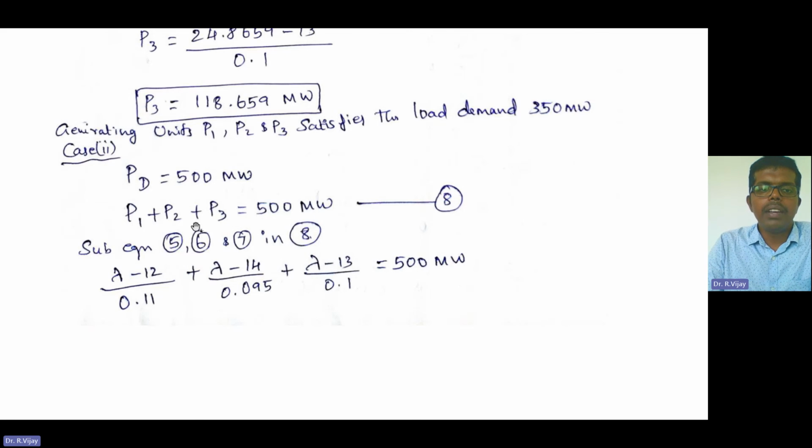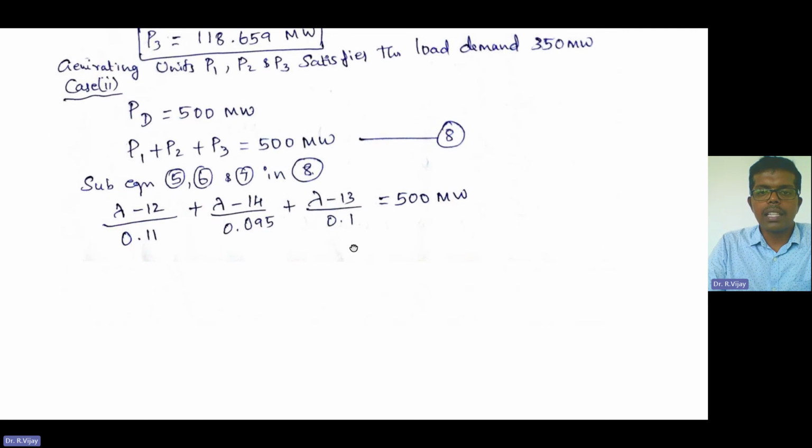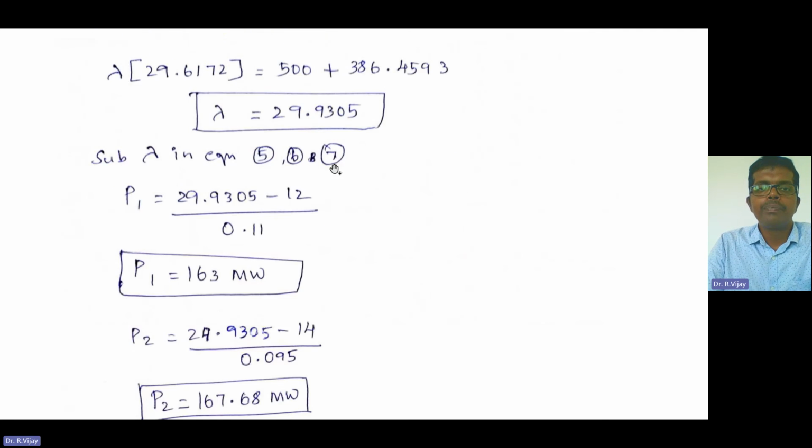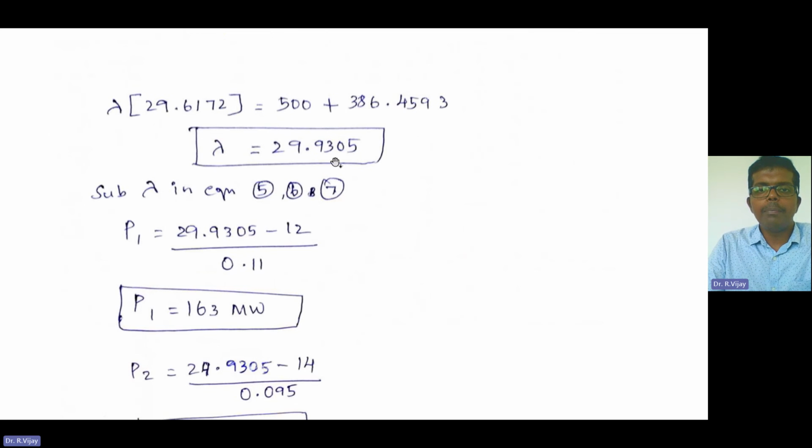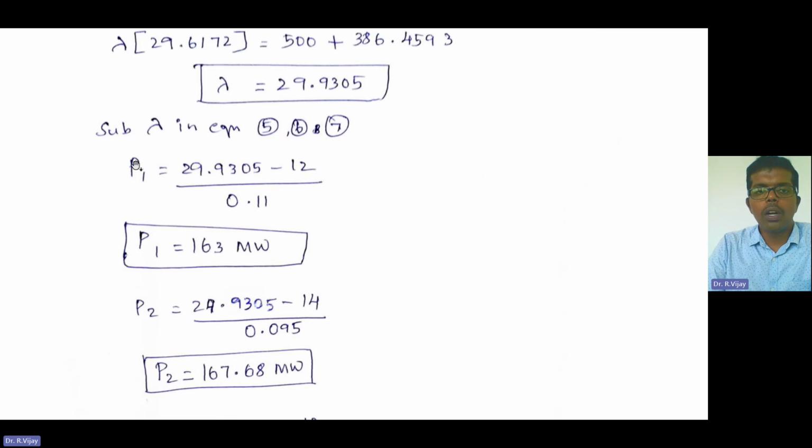Similarly, we have to substitute P1, P2 and P3 in this equation number 8, just substituting these values from 5, 6 and 7. Just substitute here, and after further simplification, we'll get the lambda value as 29.9305. You may also tell in the comments whether you are getting the same answer or not. Now we are substituting the lambda in equations 5, 6 and 7 and finding out the value of P1, P2 and P3.